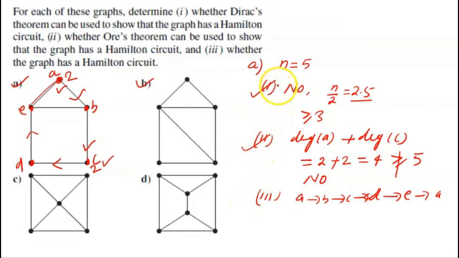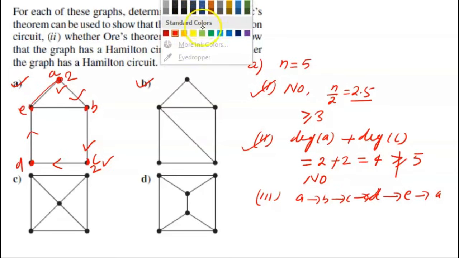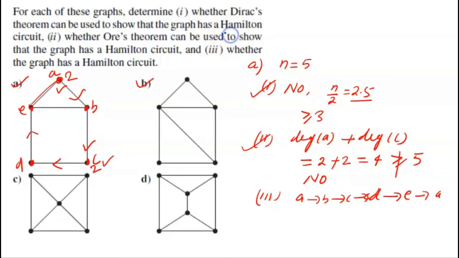That is why I told you earlier that Dirac's theorem and Euler's theorem are sufficient conditions. These are not necessary conditions. It means that even if these are not true, the graph may still have a Hamilton circuit.